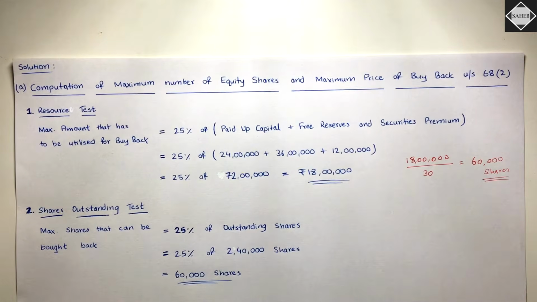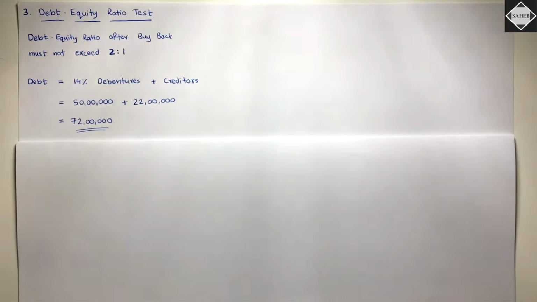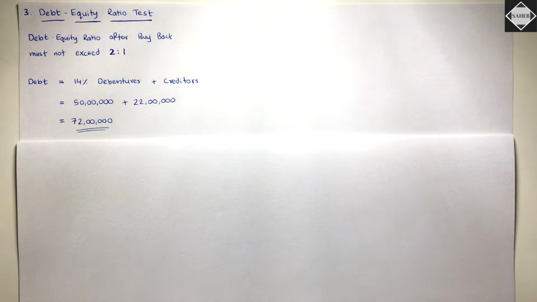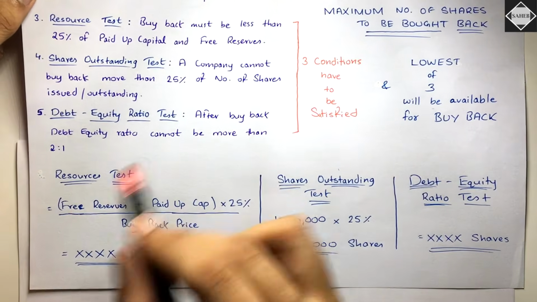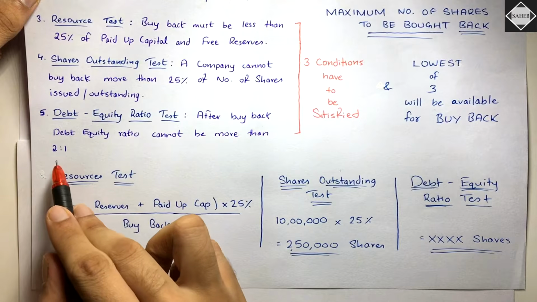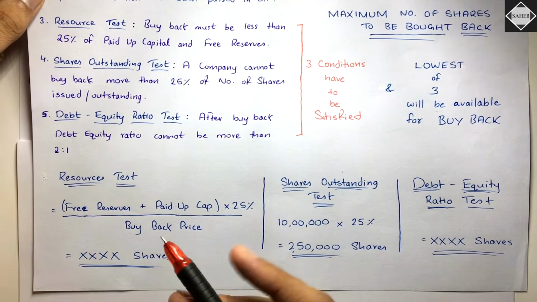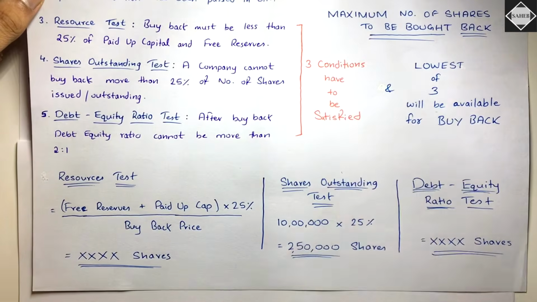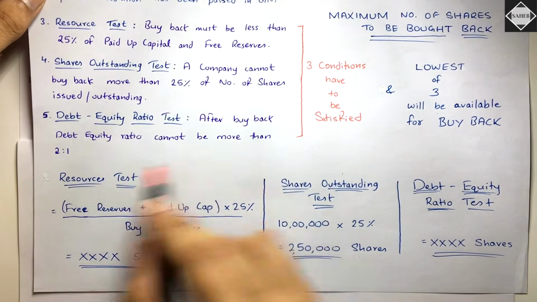Moving on, then we have the debt equity ratio test. Let's do the debt equity ratio test. It's really simple. First let's understand this condition properly. After the buyback of equity shares, the debt equity ratio cannot be more than 2:1. It can be 1:1, 1.7:1, 1.3:1, but it cannot be like 3:1, 4:1. But what does that mean? It cannot be more than 2:1.